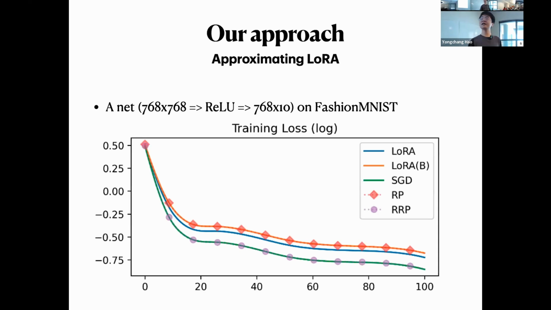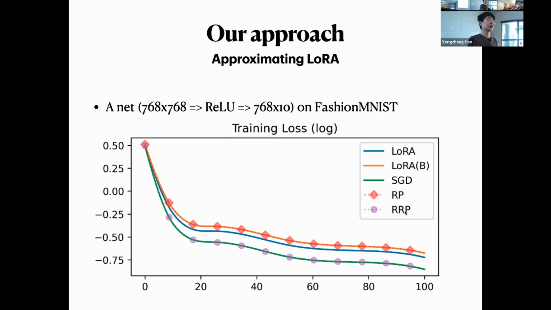With these candidates in mind, we conducted a preliminary experiment with a simple network on a simple data set, Fashion MNIST. As you can see, this blue curve is LoRA. It's nothing too fancy, but it does not perform very badly.